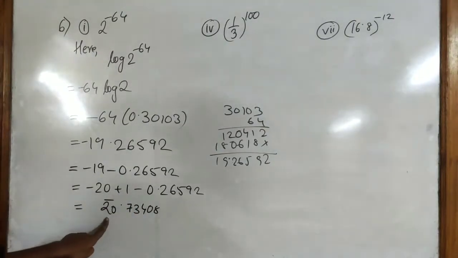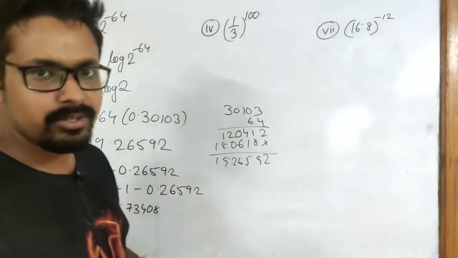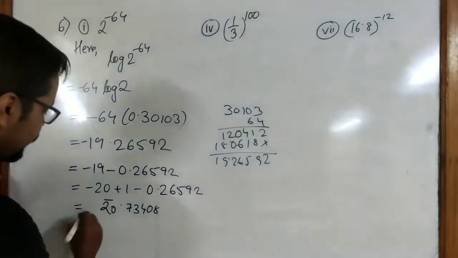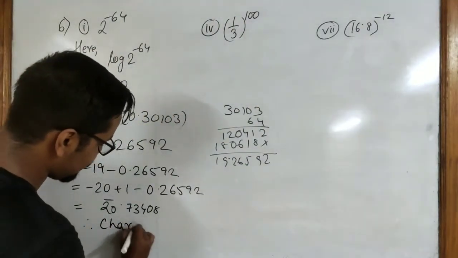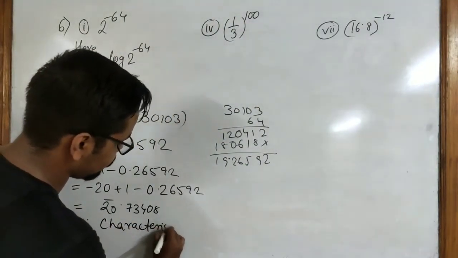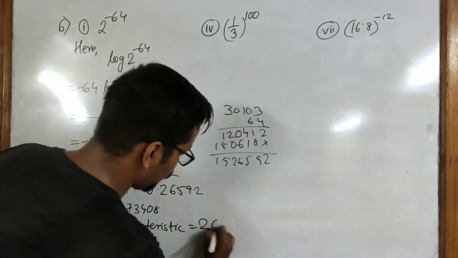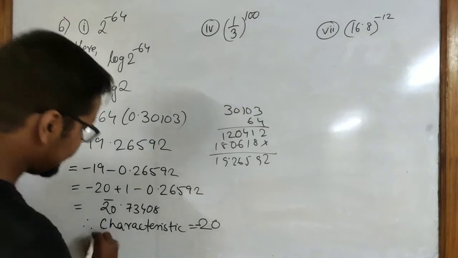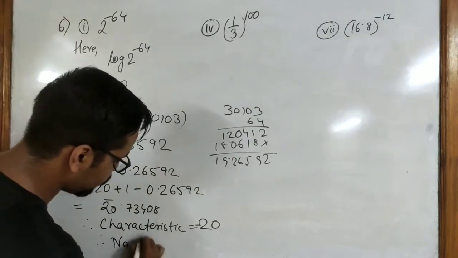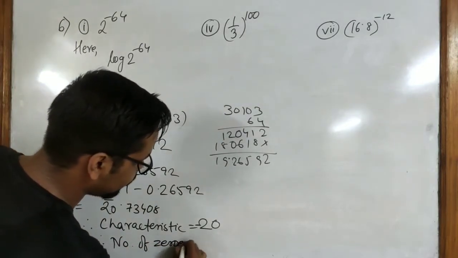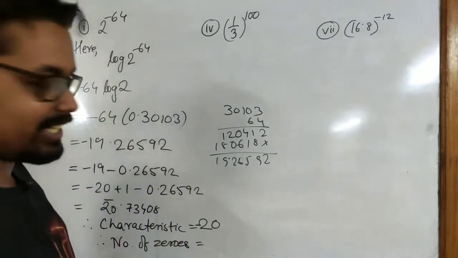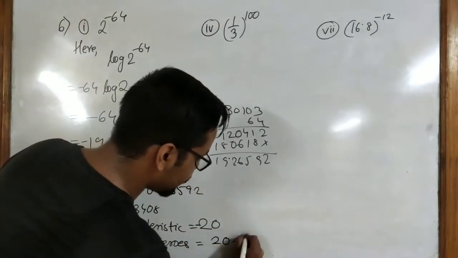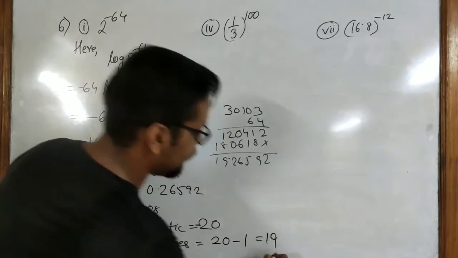This is the characteristic, minus 20. So we don't take the negative sign, we will just take the value, that is the magnitude, that is 20. So the characteristic is 20 or minus 20. Let's take the characteristic minus 20. Therefore the number of zeros between the decimal and the first significant digit is what? We take only the value that is 20, we subtract 1 from it, and we get 19.